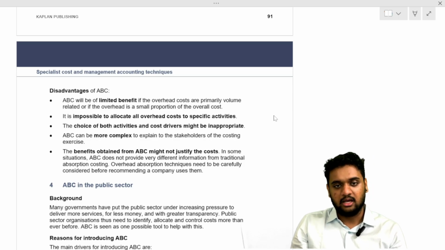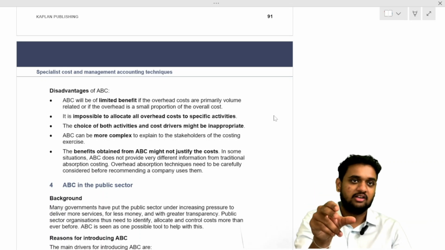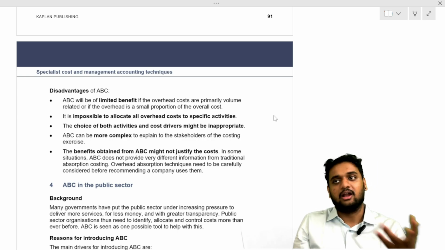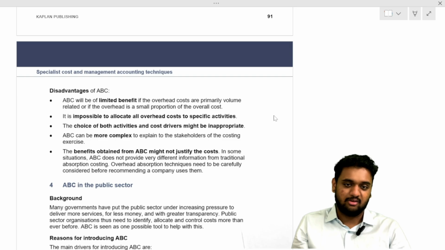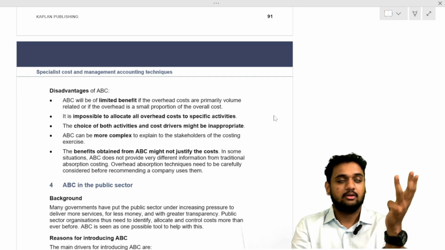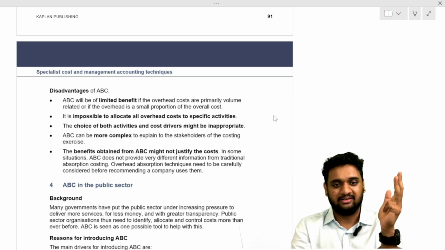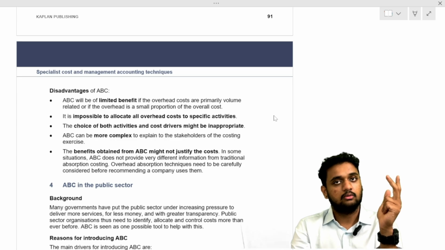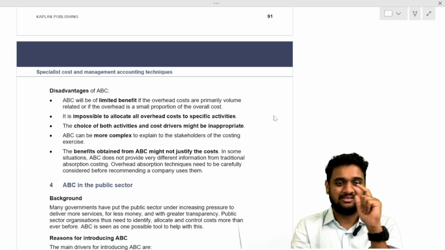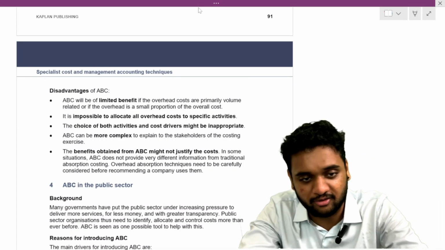One more we can tell is sometimes the cost driver might be inappropriate. We would have put one cost driver, but it's not necessarily that it will be correct. Understood? So three things you tell me. Disadvantages: first, more complex to derive. Second, connect cost to cost drivers. Third, the cost driver might be inappropriate. These are three disadvantages of ABC.